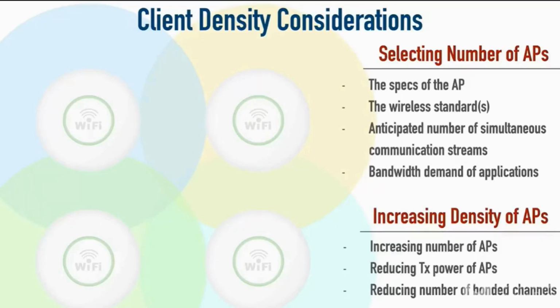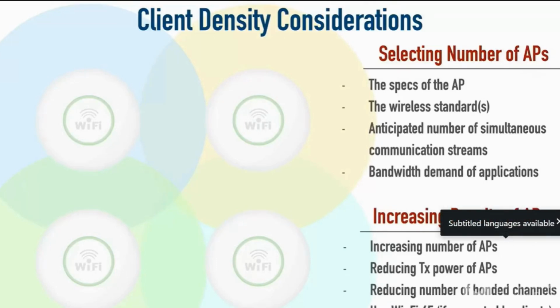And as I hinted at earlier, if your clients support it, you might consider using Wi-Fi 6E, which adds on to the Wi-Fi 6 standard by allowing you to use the 6 gigahertz band, giving you an even wider range of non-overlapping channels. And that's a look at a few design considerations regarding client density for our enterprise wireless networks.